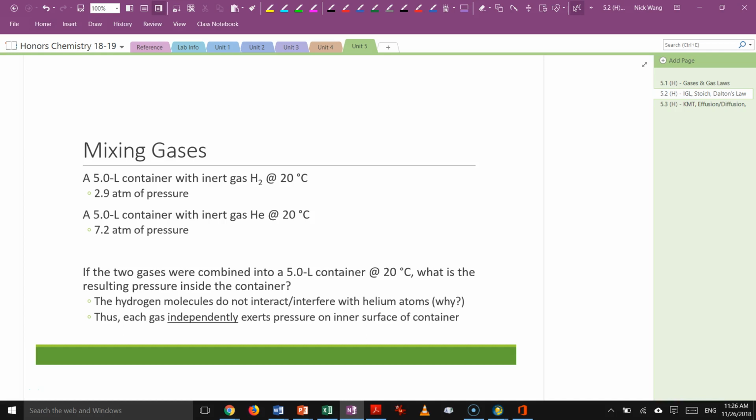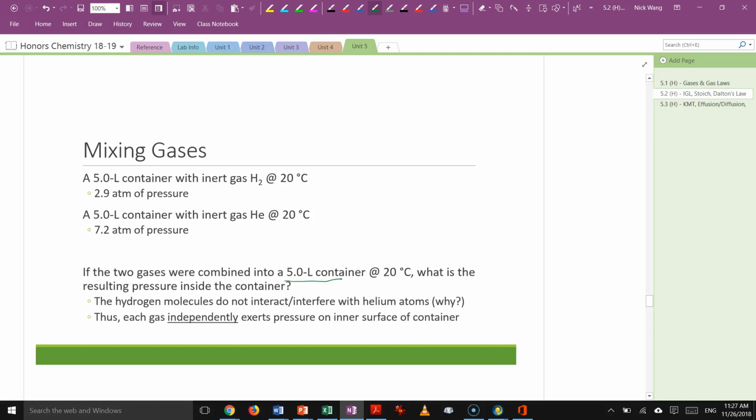Now, if the two gases are combined into one container, another 5.0 liter container, both mixed into one, what's the resulting pressure inside of the container? This is a question where a couple of different avenues of potential ideas come around, and let's see which ones are most valid. First of all, the question should be asked: do the hydrogen molecules interact or interfere with the helium atoms? That's the main thing. Do the two of them somehow affect each other so that you don't just have their own independent pressure?